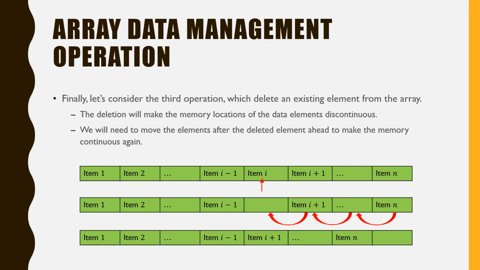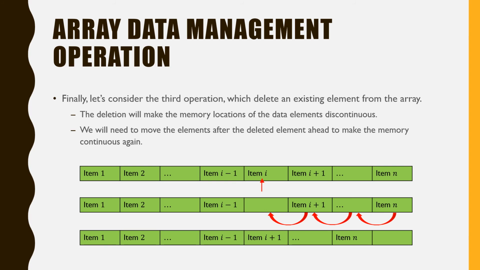Finally, let's consider the data deletion operation. Again, in addition to deleting the element, we should also keep the data elements in continuous memory blocks after the deletion. As shown in the figure, imagine that we need to delete item I from the array. After deleting the element, we have created a hole between items I-1 and I+1, which makes the data storage discontinuous.